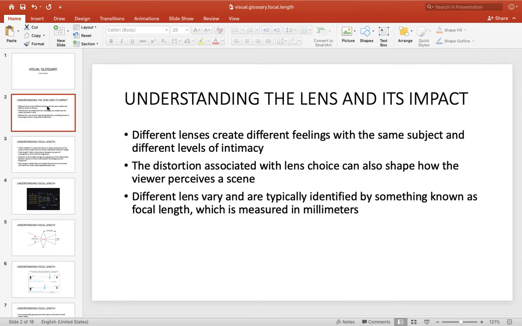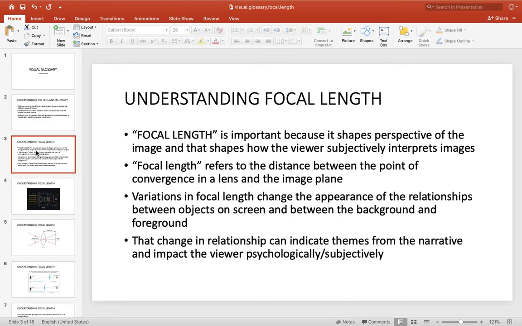Lenses vary and are identified by this thing called focal length, which I've already mentioned a couple of different times. So let's see what is actually the focal length. Okay. Now, before I read whatever is on the screen, I will make a confession that this is something that took me 10 years. 10 years to really understand, okay?